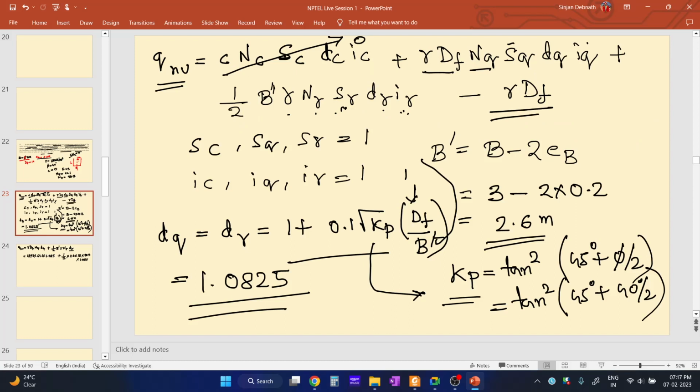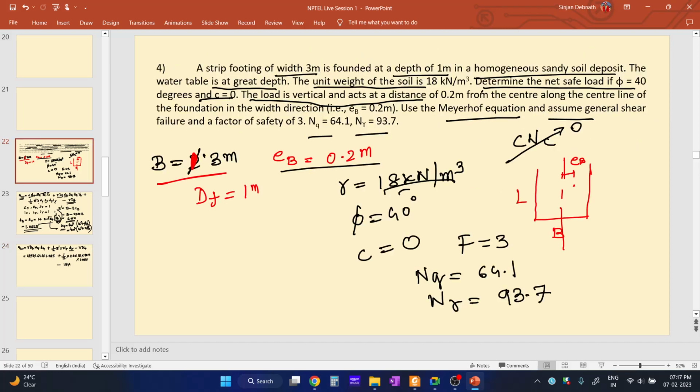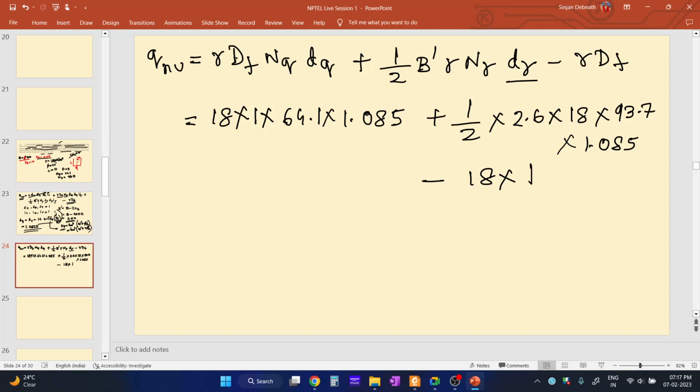We need to subtract the surcharge because this is the net ultimate, not the ultimate. So minus gamma into Df. We subtract the unit weight 18 into the depth of the foundation, 1 meter. Now, if you calculate this, you will get 3604.5 kilonewton per meter square. That is the net ultimate bearing capacity.